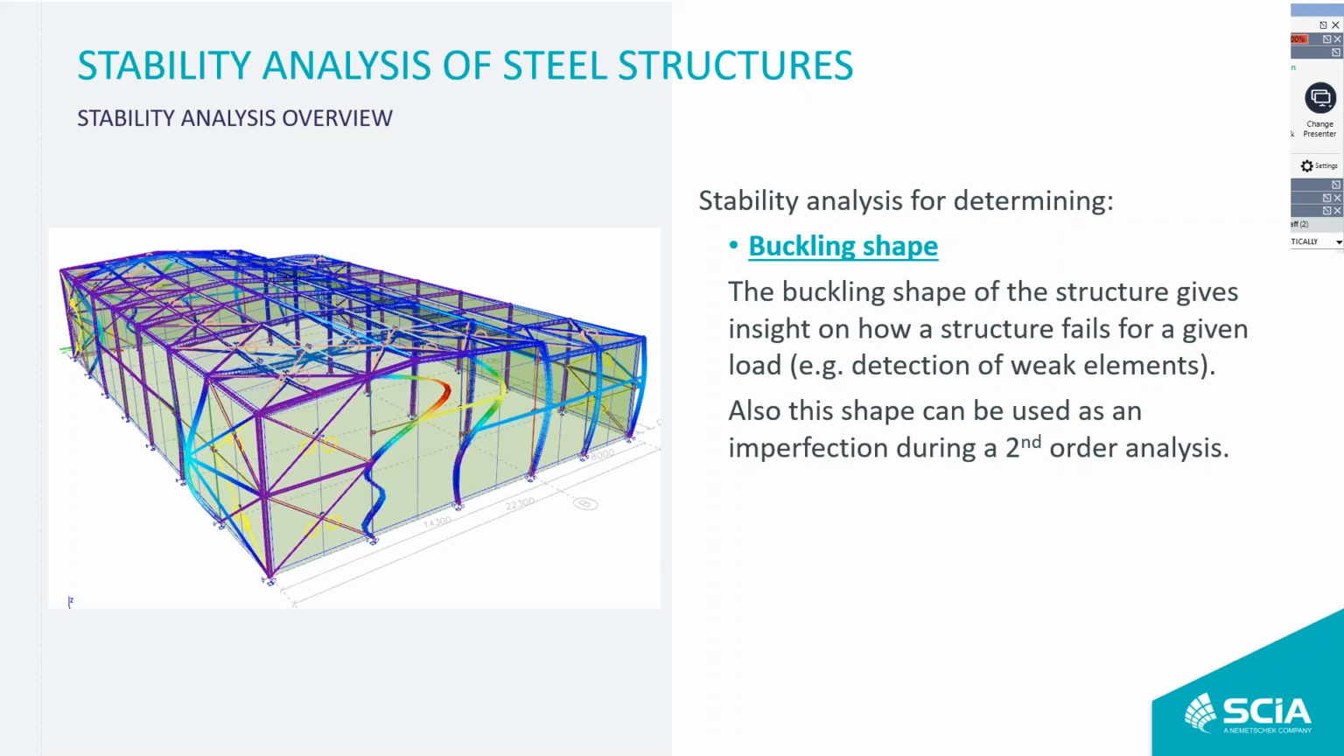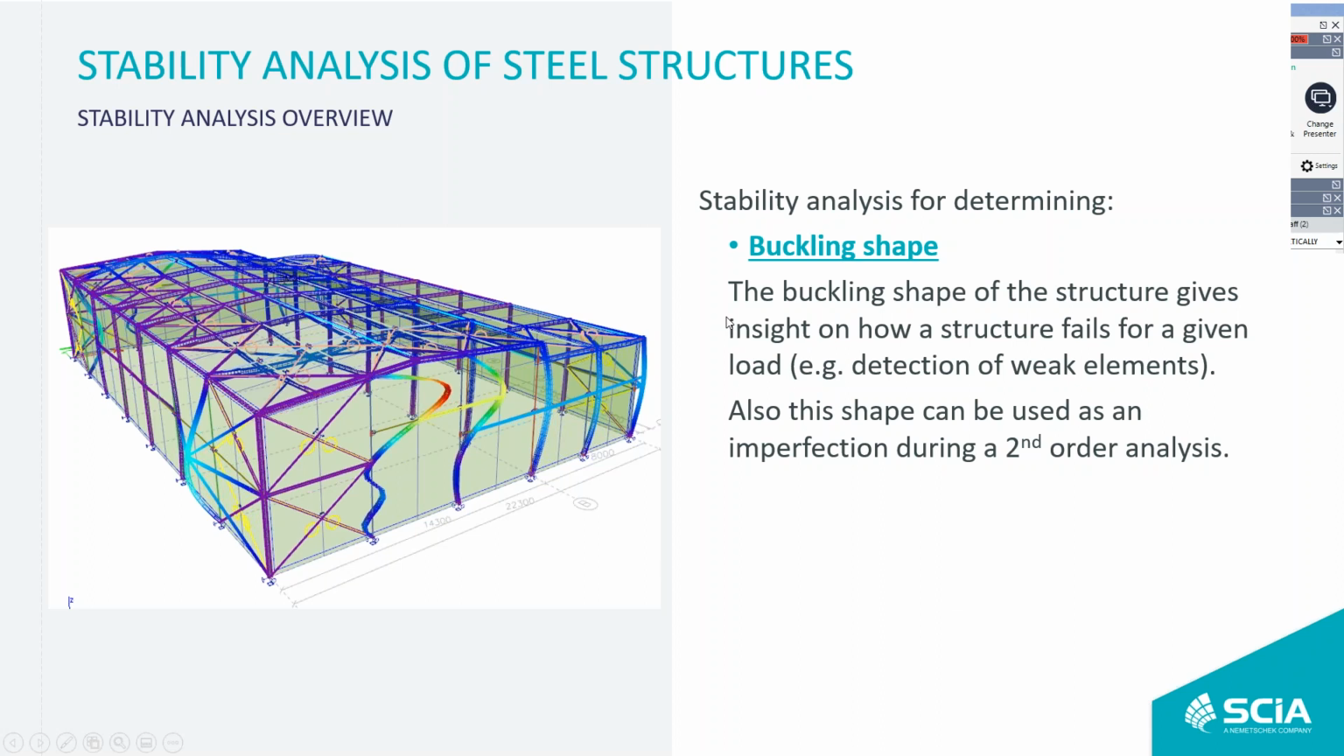The stability analysis is usually used for determining the buckling shape of your structure. This gives you some insights on how the structure will fail. It also gives you information about, besides the buckling shape, how it will fail for a given load, which are the weak elements of your structures, and if you know them, then you can adjust them accordingly. So you can reinforce it on these 2 positions, and maybe also in this position use a bigger cross section, for example.